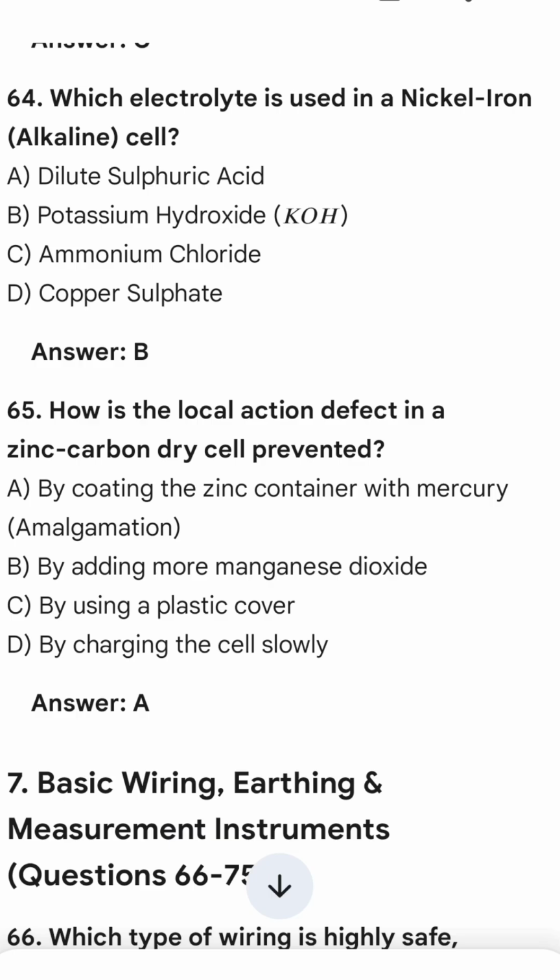Question number 64. Which electrolyte is used in a nickel iron alkaline cell? Option A, dilute sulfuric acid. Option B, potassium hydroxide, KOH. Option C, ammonium chloride. Option D, copper sulfate. Option B, potassium hydroxide is the correct answer.